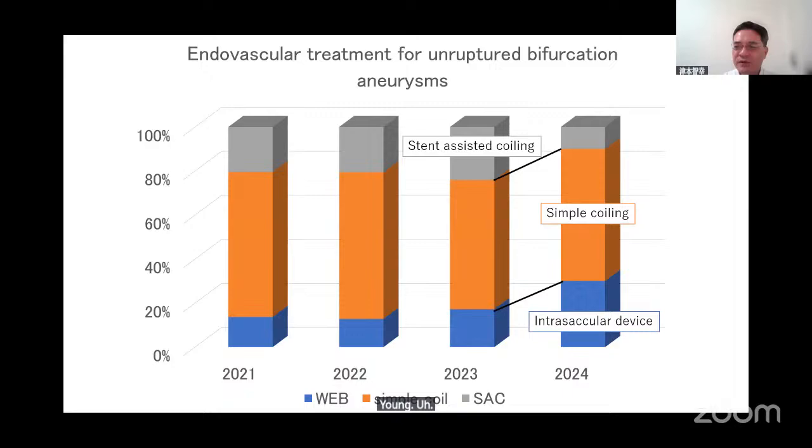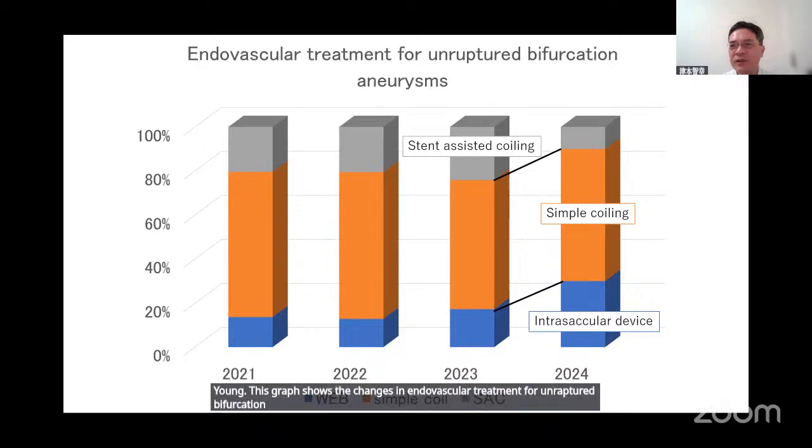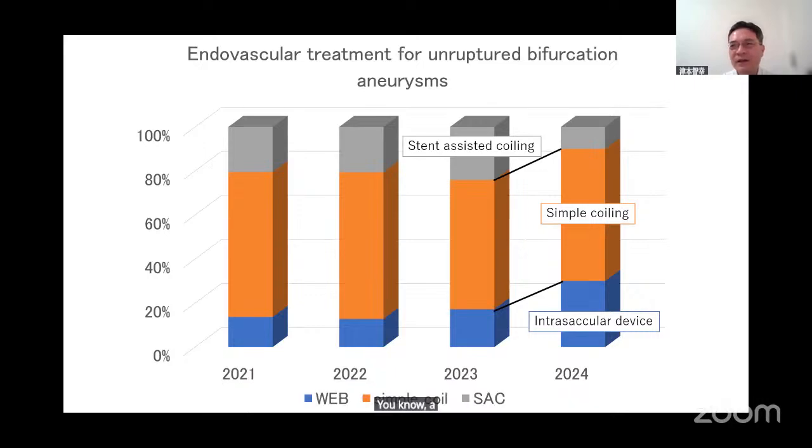This graph shows the changes in endovascular treatment for unruptured bifurcation aneurysms in our hospital. Due to the two positive factors mentioned before, over the past 2 years, stent-assisted coiling has decreased, and instead, treatment using intrasaccular devices has increased. Go like this.